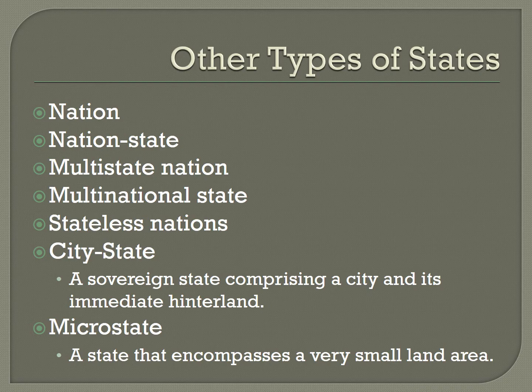And last definition that we have here is microstate, a state that encompasses a very small land area. A couple different examples varying in size. Vatican City would be a city-state, though kind of interesting with their designation in the United Nations. They're a non-member observer state and have permanent observer status from the United Nations. So that's a little bit different. Liechtenstein, very small geographic area. Singapore, even smaller geographic area. Singapore, I think, is a great example of a city-state.